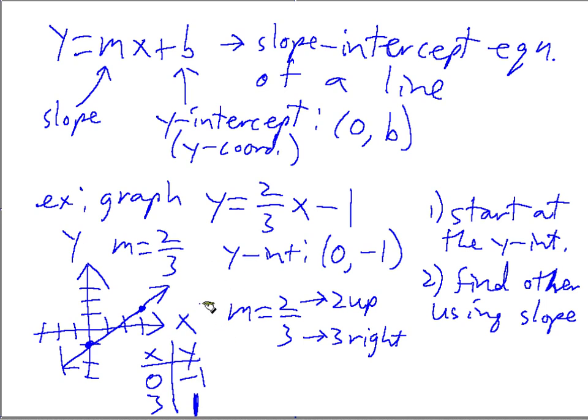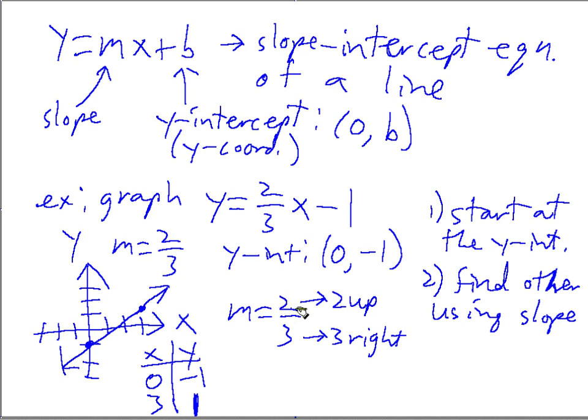But again, get used to doing it using the slope-intercept idea here, right? That means, well, given the slope-intercept equation of a line, what do you do? You first figure out the slope, then you figure out the y-intercept, then you start at the y-intercept, and you find the next point using the slope. So I start at 0, -1. Then I go, what, 2 up, 3 to the right. Because the slope is 2 over 3. +2, +3.